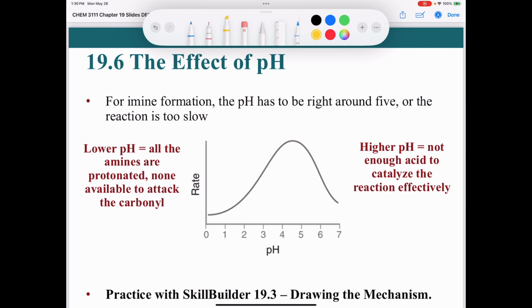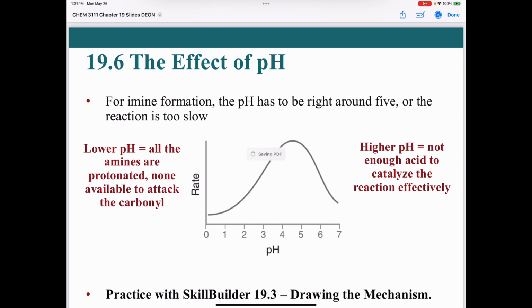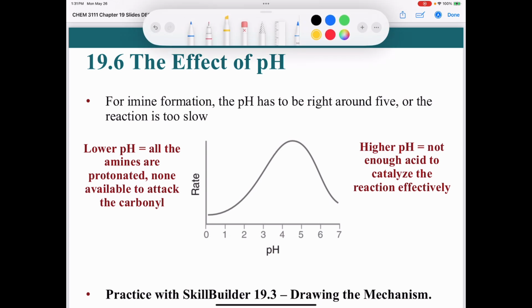Something else that's interesting is that the pH of the solution is an important consideration during the formation of an imine, with the rate of reaction being greatest when the pH is right around 4.5, and you see that right here. If the pH is too high, meaning if no acid catalyst is used, the carbinolamine is not protonated in the fourth step of the mechanism, so the reaction occurs more slowly.